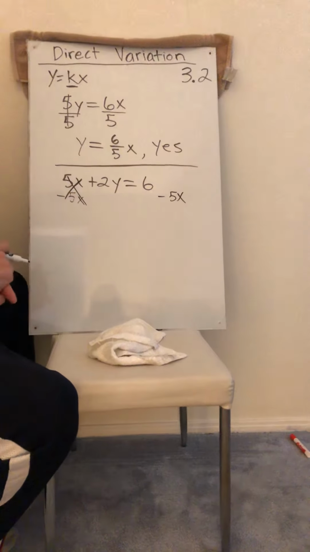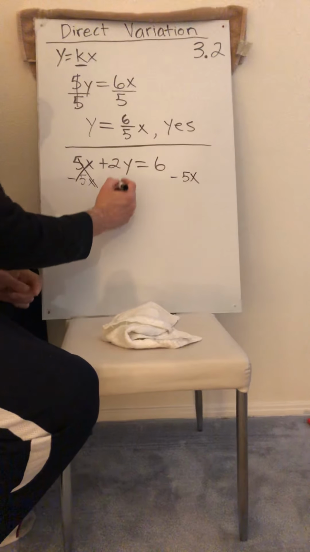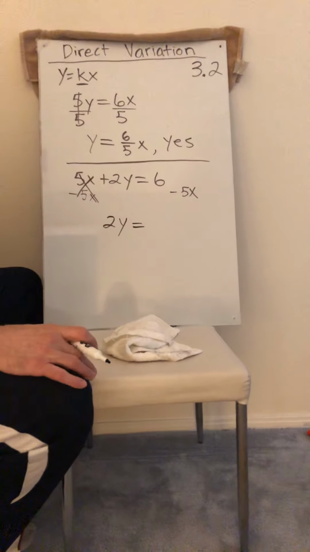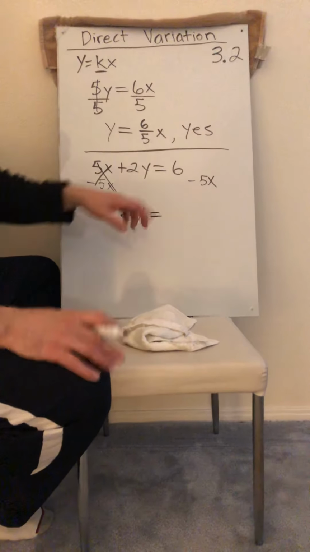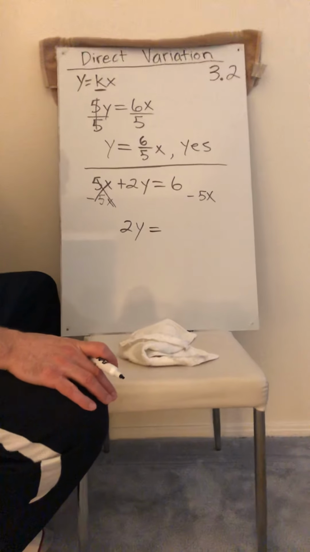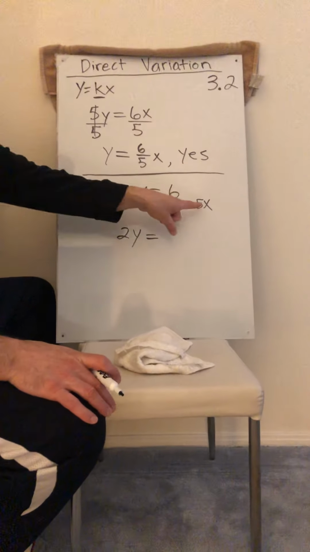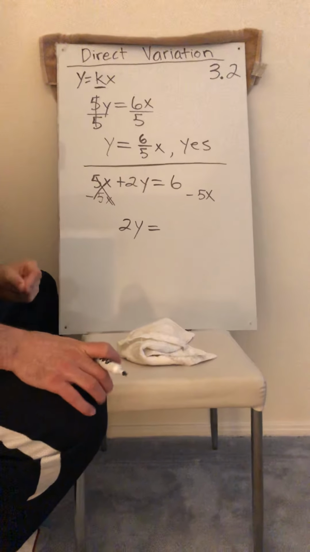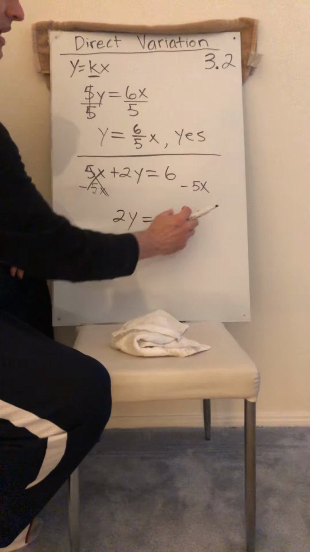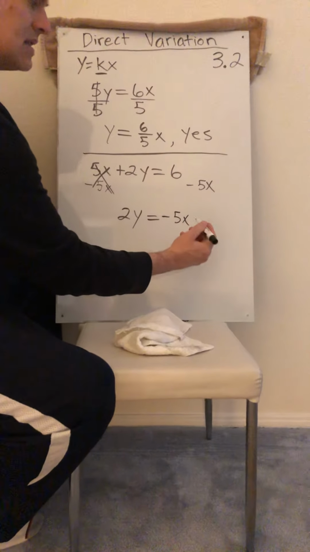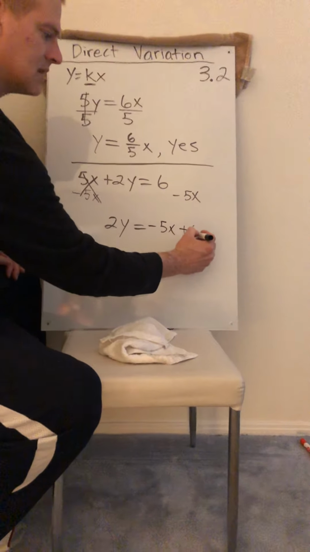These cancel. What do I have left? Well, the 2y drops down. When I get to the other side, I have to be careful because I have 6 minus 5x. Can we put these together? The answer is no. These are not like terms. So how do I know which one to write first? Well, we are going to write the one with the x first. So negative 5x, and since the 6 doesn't have a sign, we put plus 6.